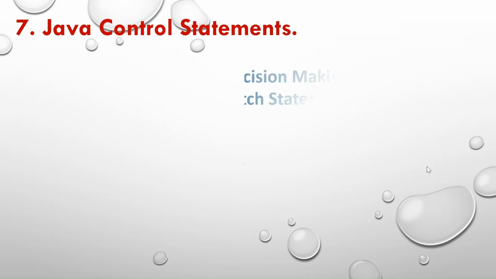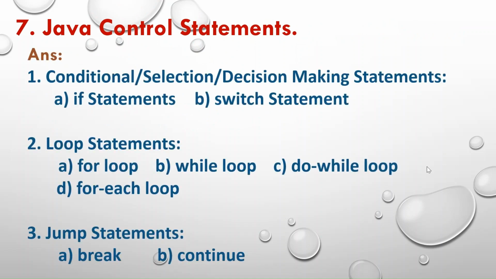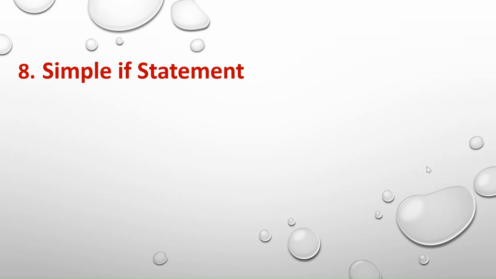Java control statements. It's a combination of conditional, or it could be called selection or decision making statements. Here we have if statements. Now if statements include simple if, if else, else if, nested if statements. Then we have the switch statement. Coming to the looping statements, we have for loop, while loop, do while loop, and for each loop. Jump statements, we have break and continue statements.